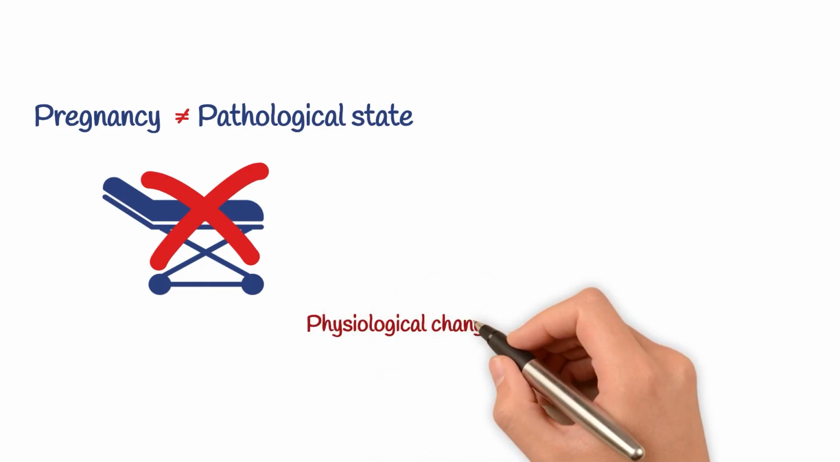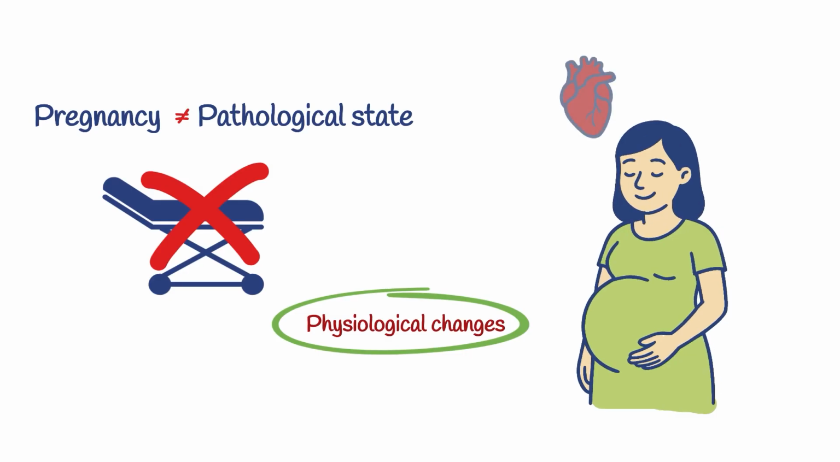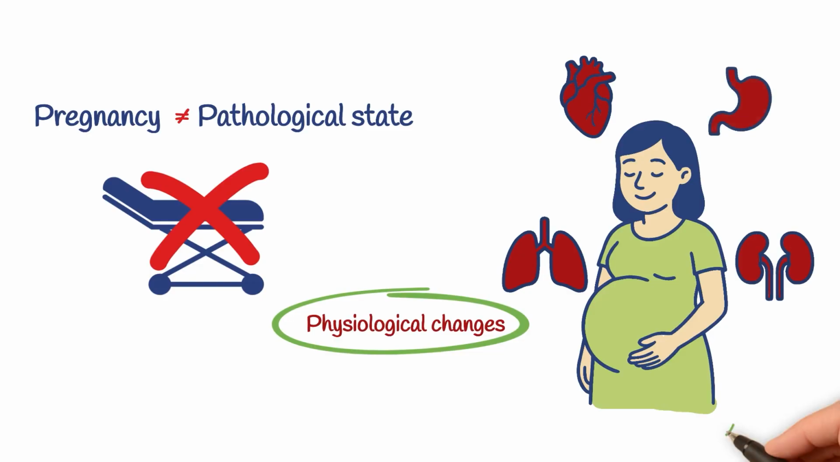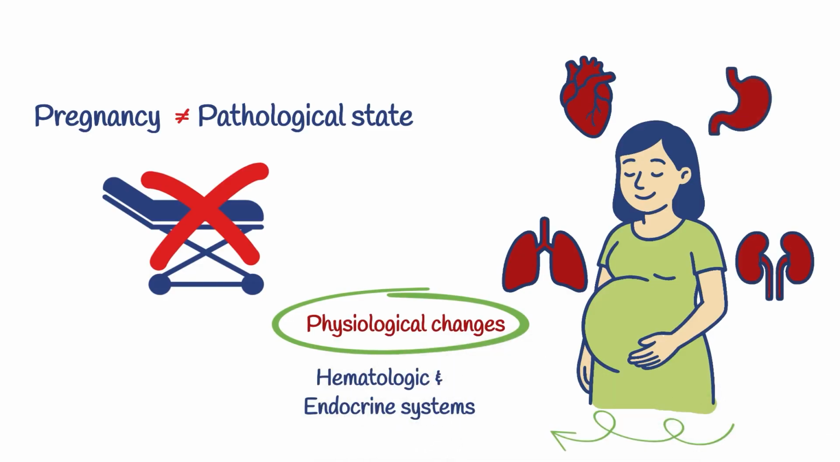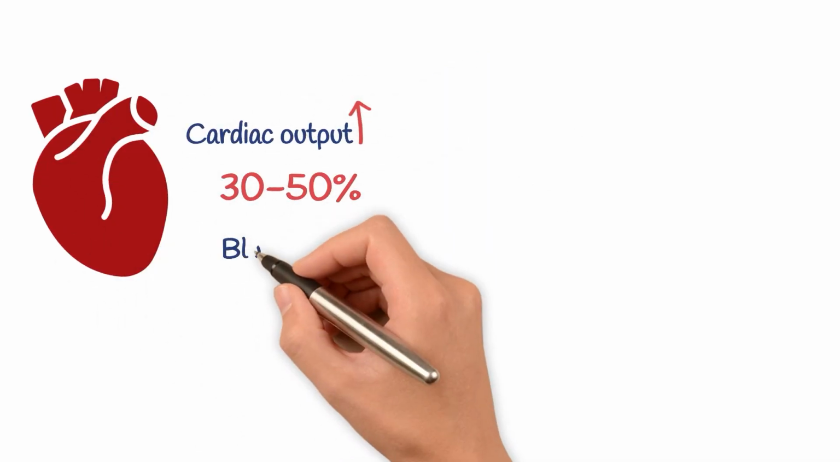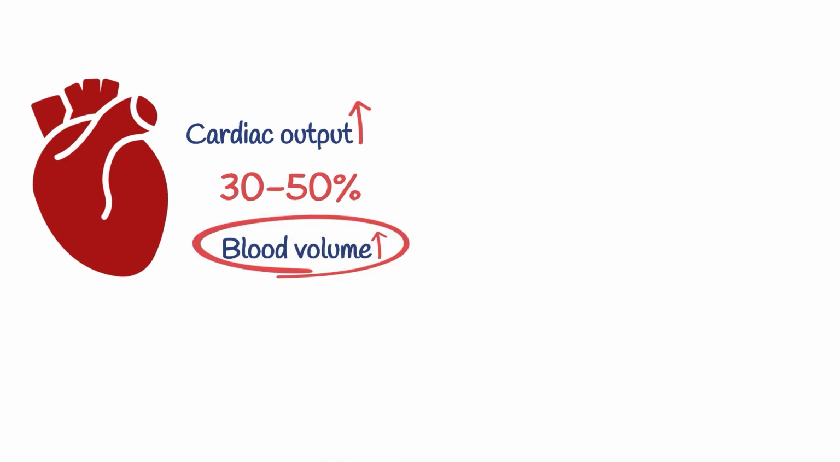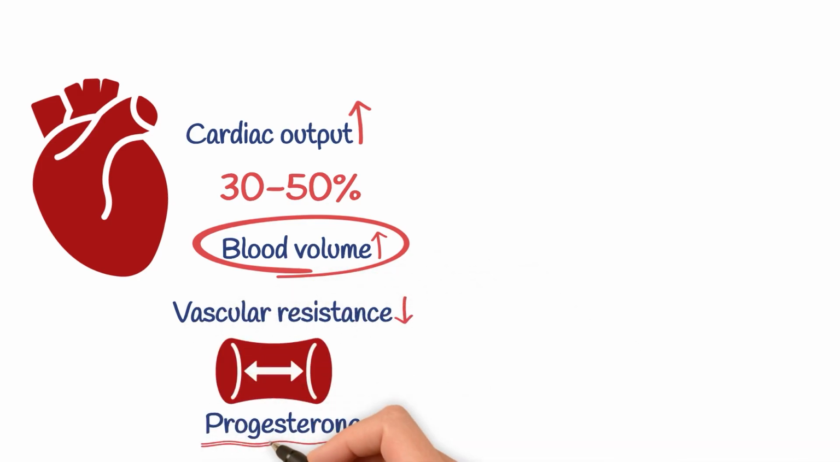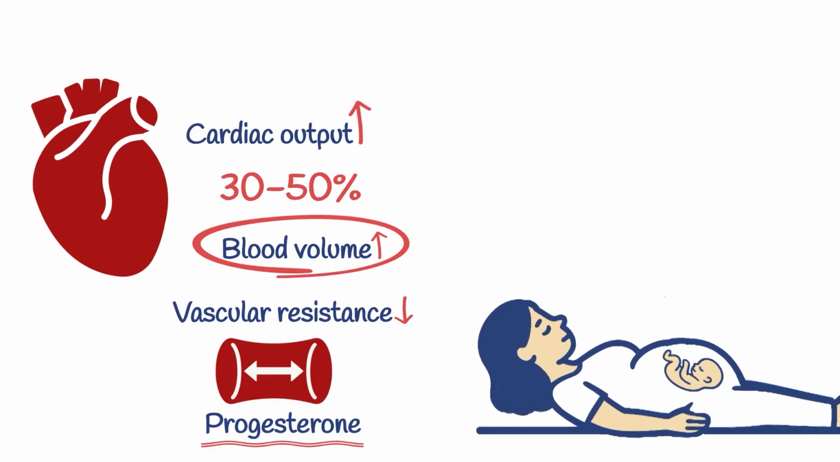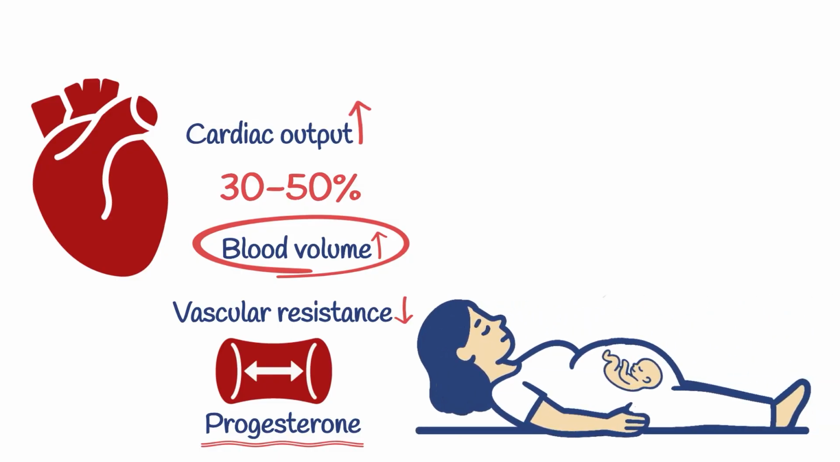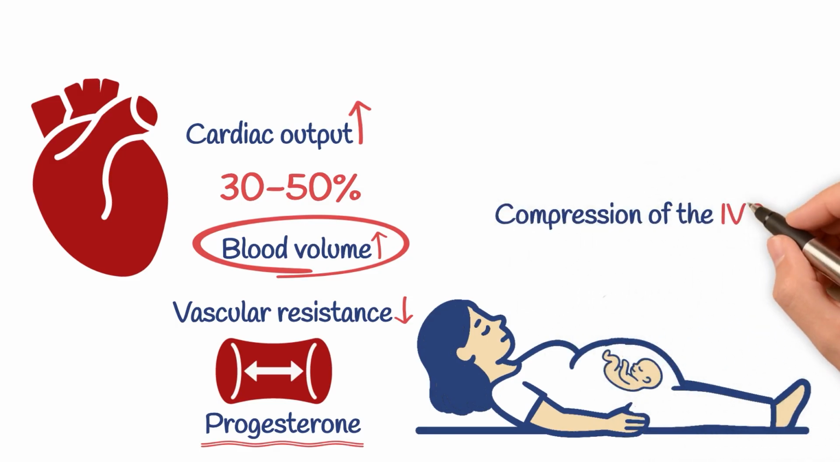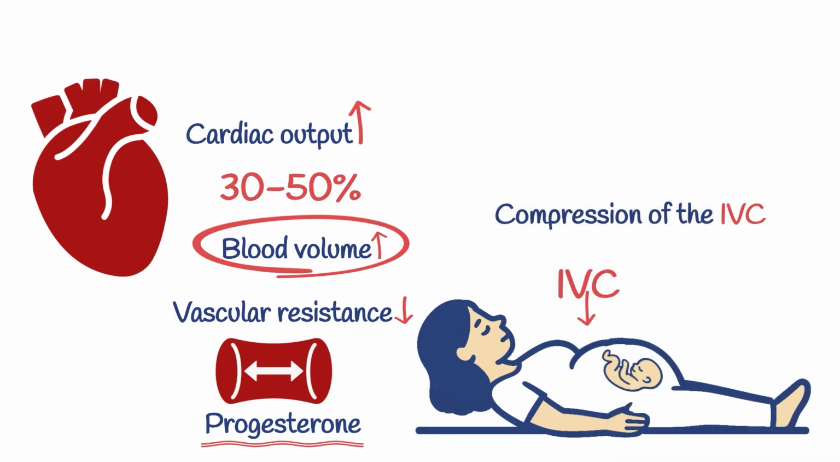We'll now review the physiological changes in pregnancy, focusing on cardiac, pulmonary, renal, gastrointestinal, hematologic, and endocrine systems. Cardiac output increases by 30 to 50%, and blood volume rises, essentially creating a state of volume overload. Systemic vascular resistance drops due to progesterone's effect on smooth muscle. Also, remember the hemodynamic impact of the gravid uterus when the patient is supine, with compression of the IVC potentially affecting preload to the right heart.